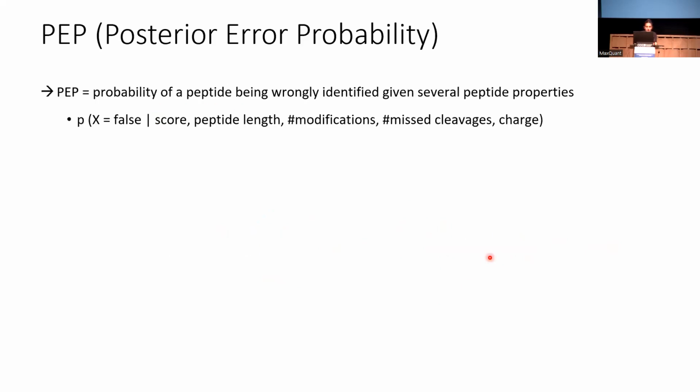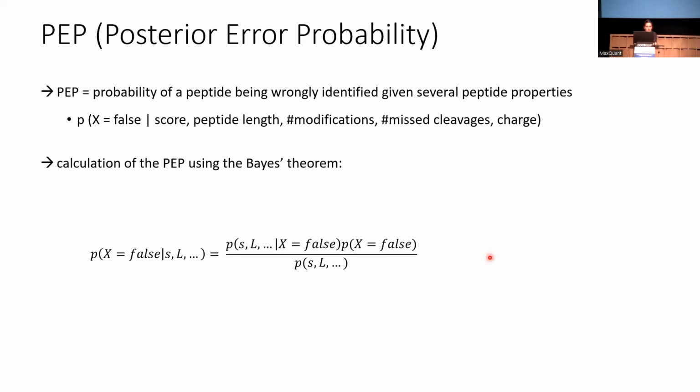So that's what we're going to do. We're going to go from Andromeda score to PEP score. Again, the PEP score is the probability of a peptide being wrongly identified, given different features. And for MaxQuant, these features are the score, the peptide length, the number of modifications, the number of miscleavages, and the charge. So how do we calculate this PEP score?